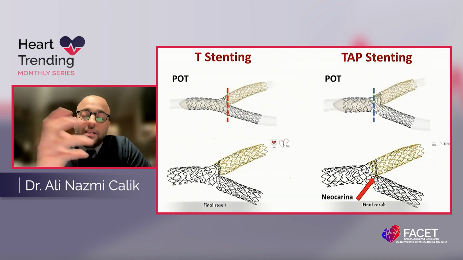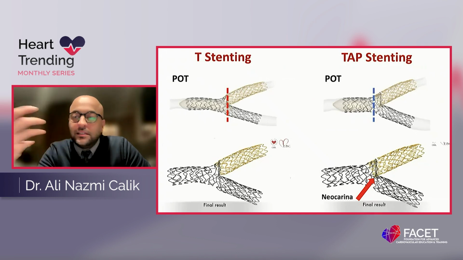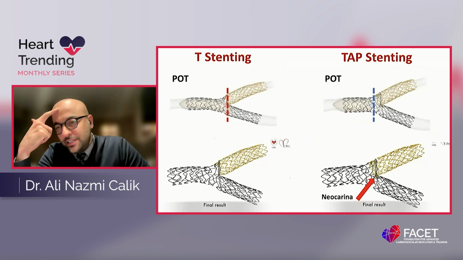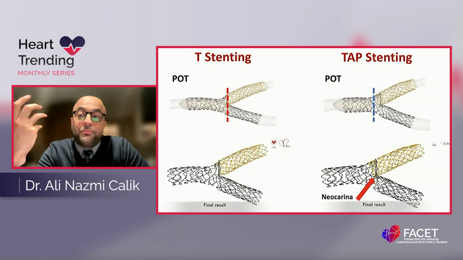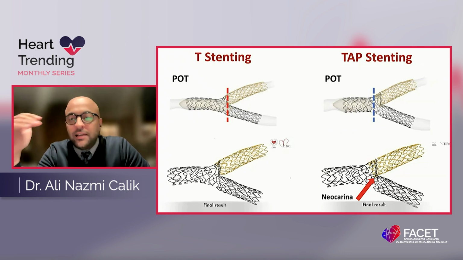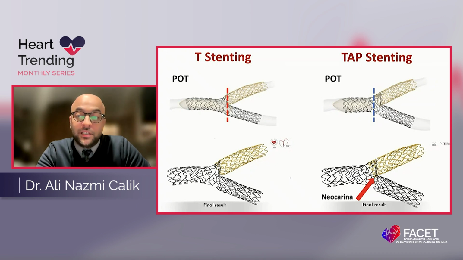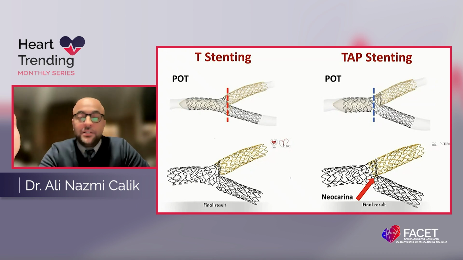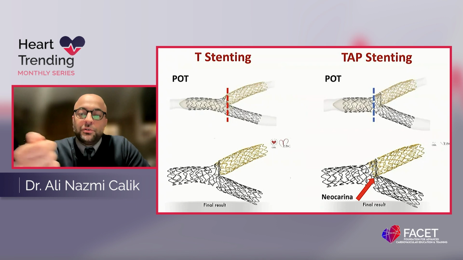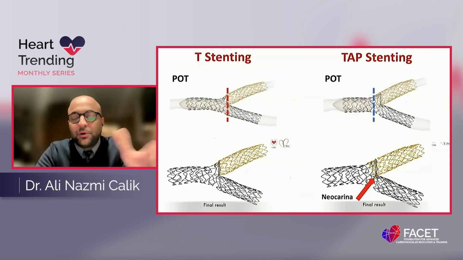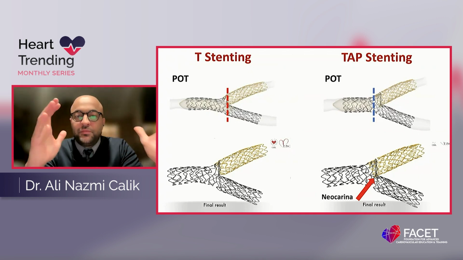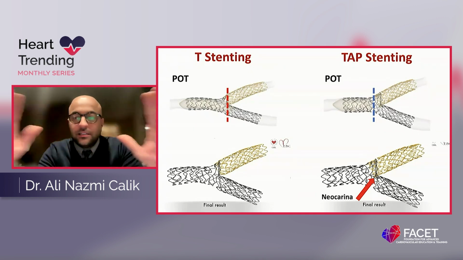Beautiful. What is the difference between the T stenting and the TAP stenting? T stenting is really difficult to apply because for a perfect T stenting, you need a 90-degree bifurcation, which is not really common in our daily practice. So we always have to protrude the second stent to the main vessel slightly. This is really important to know, the difference between the T and TAP. Basically, they are the same.